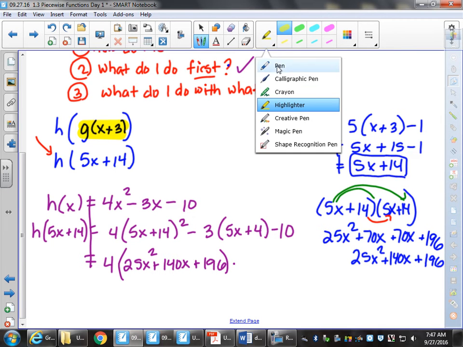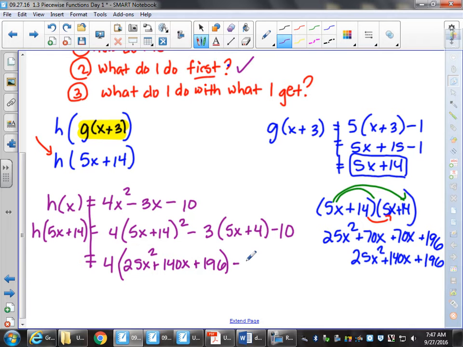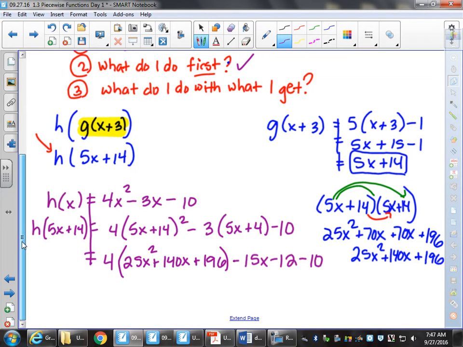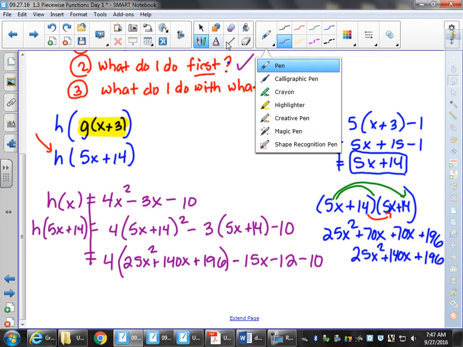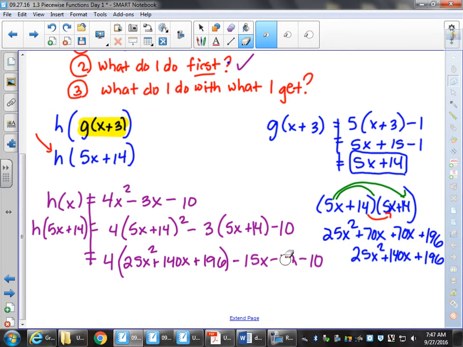So now when I distribute that negative 3, I'm going to get minus 15x minus 12 minus 10. Wait, no, it's 14, right? It's 5x plus 14. 3 times 4? It's supposed to be 14. Oh, thank you. Yes, drop the 1. Okay, let's try that again. Negative 3 times 14? Okay, let's distribute 4. So as crazy as this looks, this is just algebra.